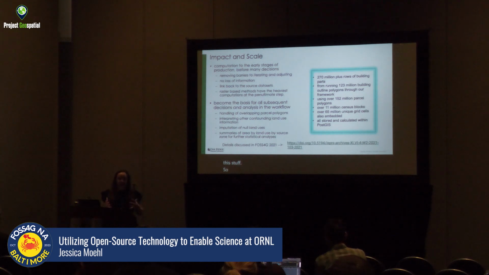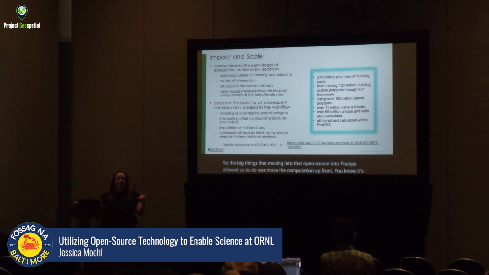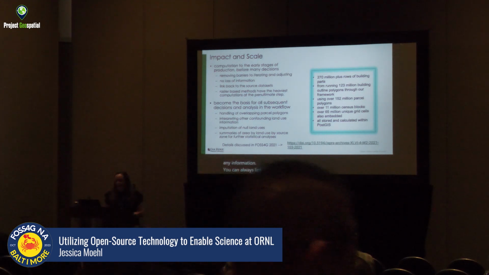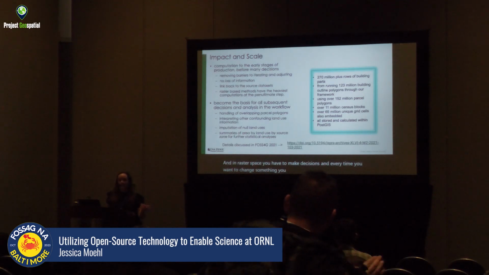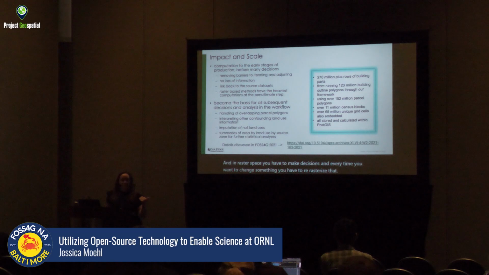So the big thing that moving into open source PostGIS allowed us to do was move the computation up front. It's going to be a lot of work to do all of that data joining and fusion, but you don't lose any information. You can always link back to the source data sets. And in raster space, you have to make decisions, and every time you want to change something, you have to re-rasterize on a different value.